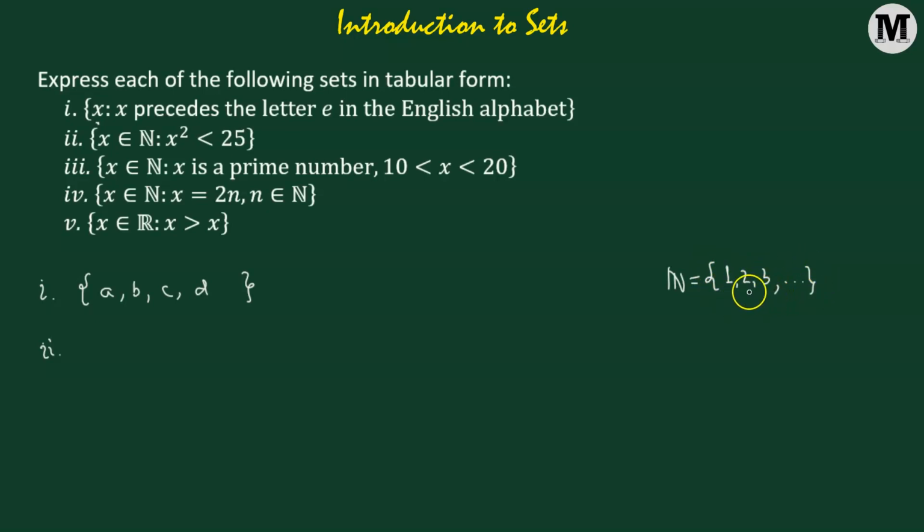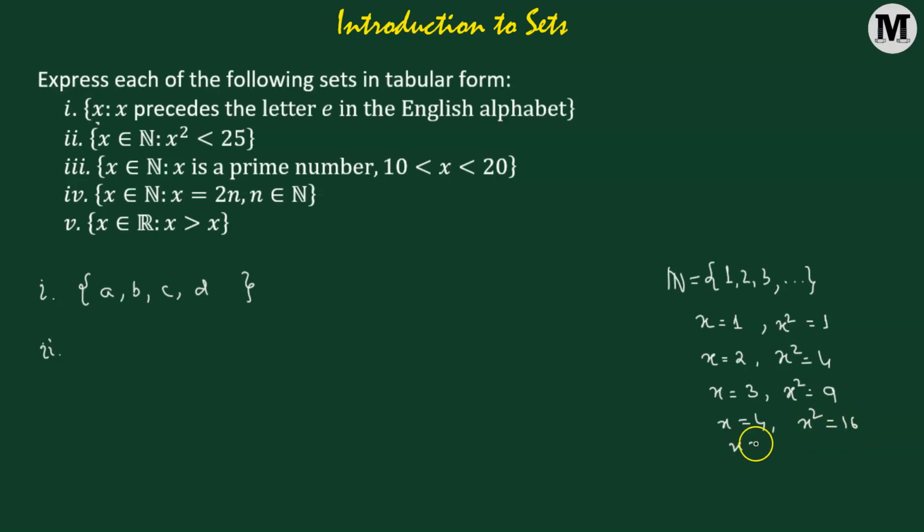Now, of all these elements, we only have to pick some particular elements, such that when we take the x squared value, this value should be less than 25. For instance, let's say when we choose x equals 1, then squaring x gives us the value 1. Next, if we take x equals 2, then squaring x gives us 4. Then if we take x equals 3, squaring x gives us 9. When we take x equals 4, squaring it gives us 16.